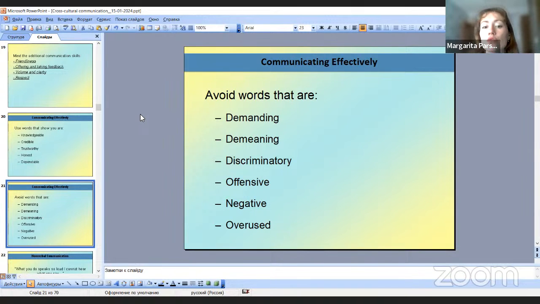Offensive, negative, overused. Overused words can be hard to listen to when a person uses the same words over and over again. Of course, in some situations we must understand the language barrier. In some situations with overused words, we can understand that it's just because we're not native speakers, and to some extent it can be perceptive.